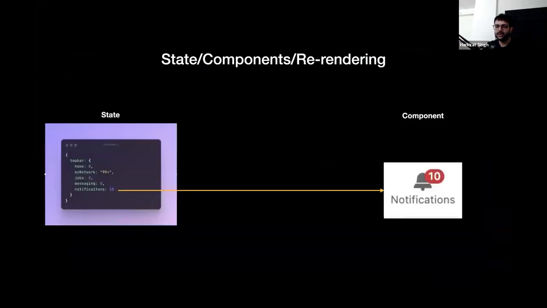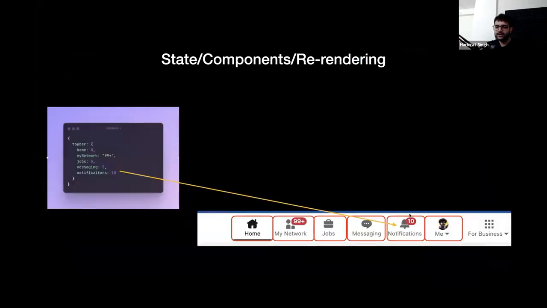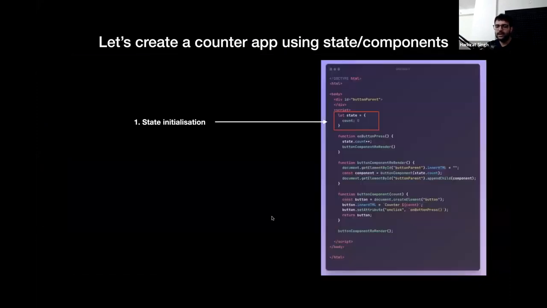What did I say components were? I said these are all components. Given a state, how should this render is what should be written inside your component logic. That is exactly what I've done in this function right here. What is the function button component? Given a count input, creates a button element, puts the inner HTML, which is counter space 1, counter space 2, whatever the input might be, sets the attribute on click to be on button press, which is this function right here, and then returns the button. Just a different way to write our original application.